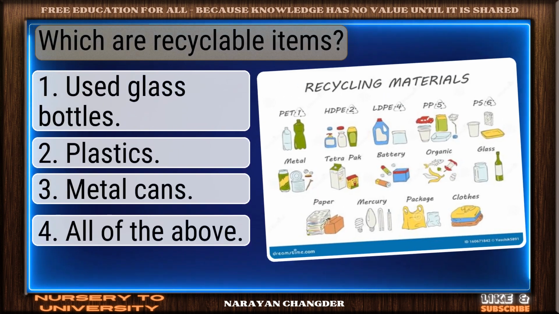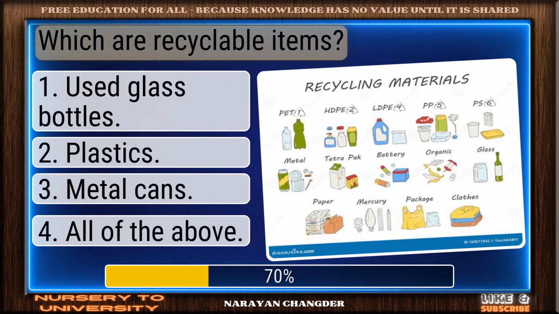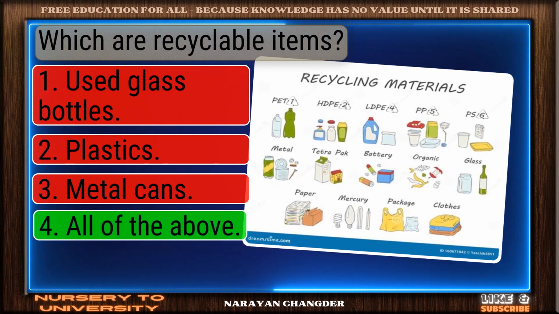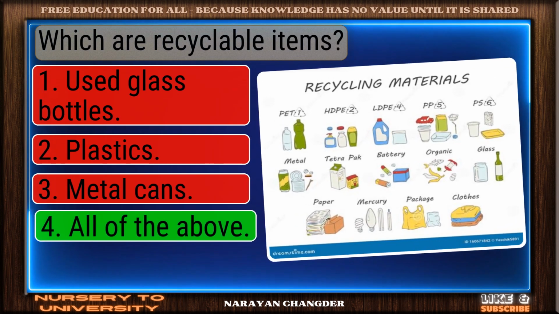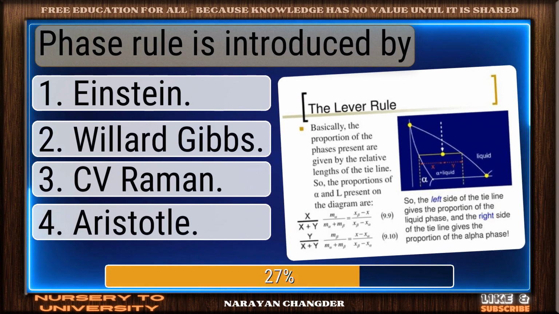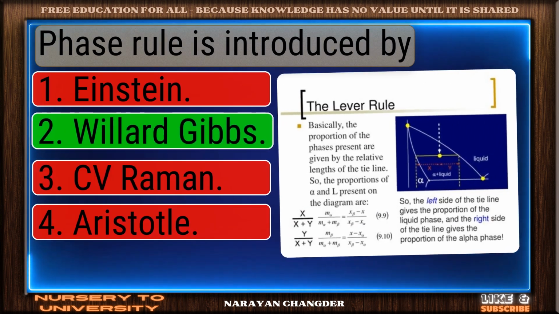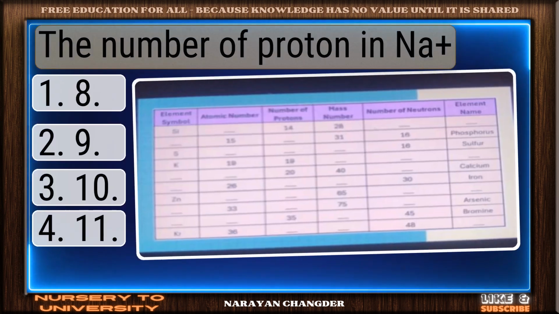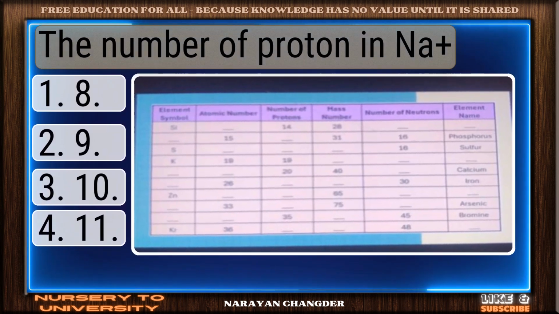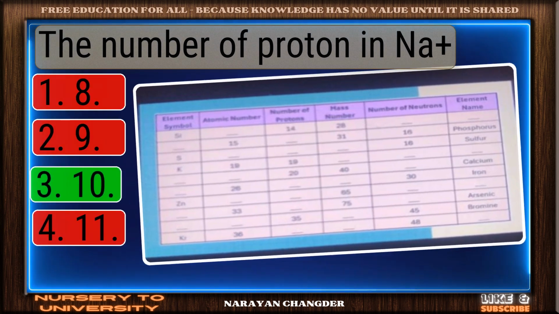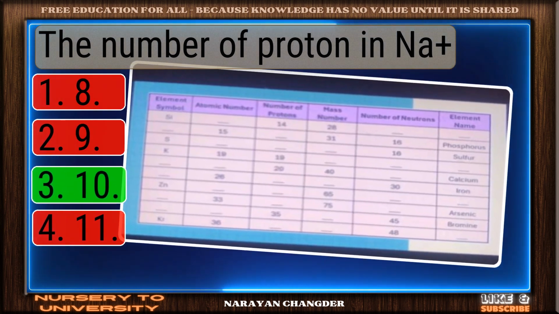Which are recyclable items? Nice selection. All of the above is the correct and valid answer. Phase rule is introduced by. Right choice. Willard Gibbs is the best answer. The number of proton in Ni+. Great thinking. 10 is the right choice.